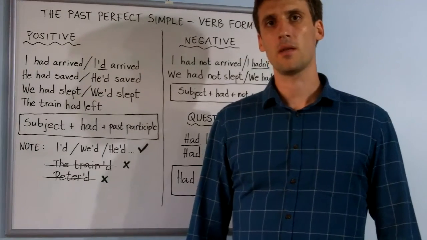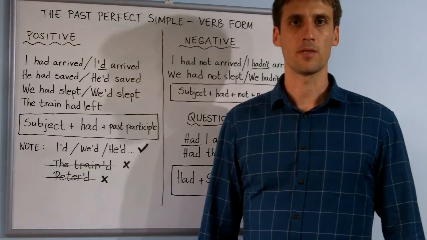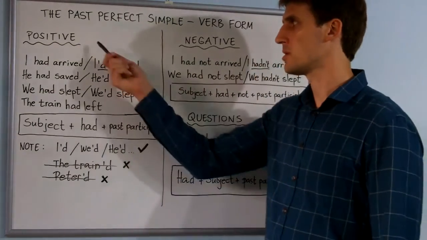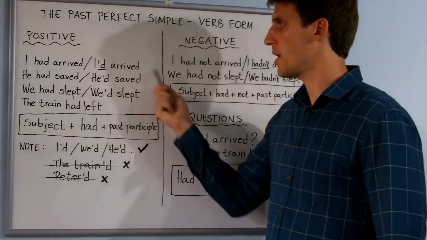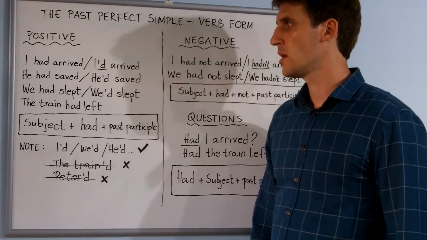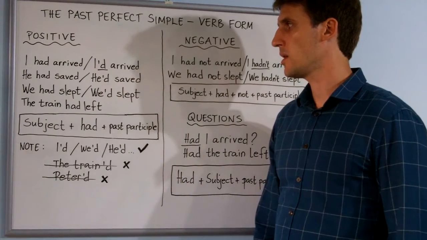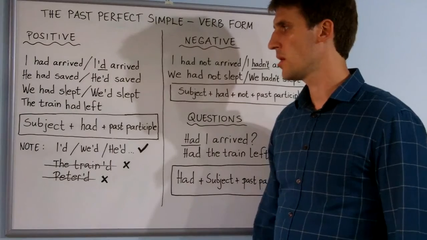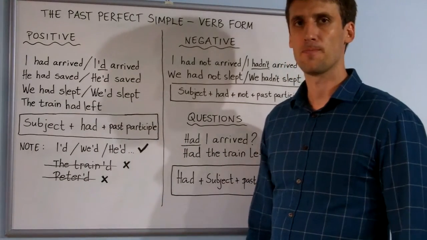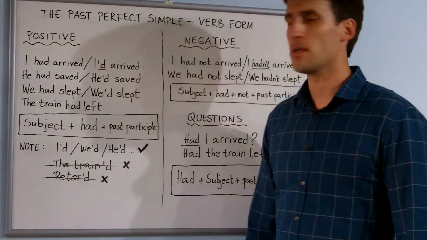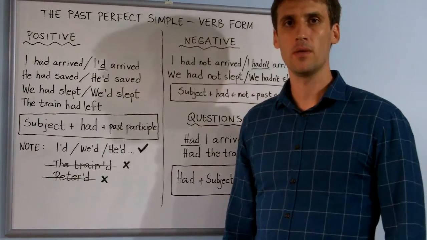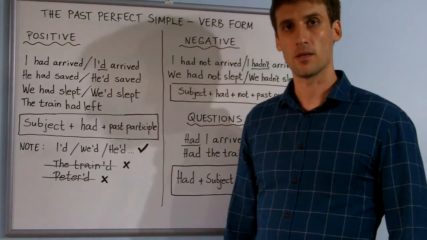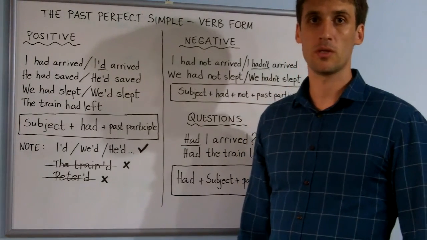In the end, let's deal with the verb formation of the past perfect simple in different types of sentences. We'll begin with positive sentences. I had arrived or I'd arrived. He had saved or he'd saved. We had slept or we'd slept. The train had left. We can say I had arrived or I'd arrived, where I'd is used instead of I had. It is usually used in spoken language.